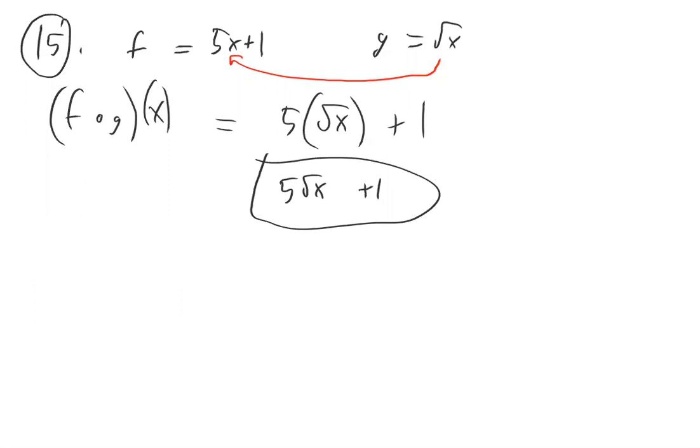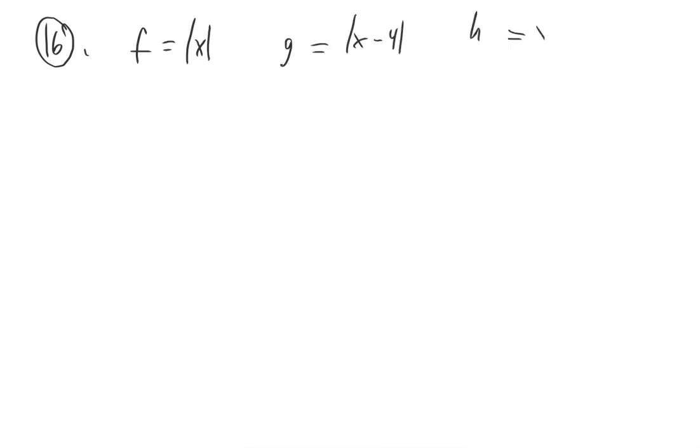Perfect. Now let's try 16. So f equals absolute value of x, g equals x minus 4, and h equals x to the third. The new function called capital N is x minus 8. So how could you get x minus 8 from those three functions up there?